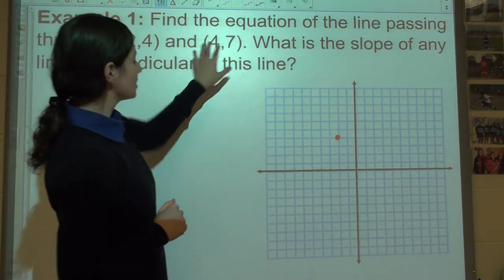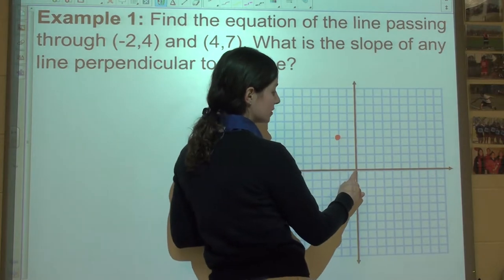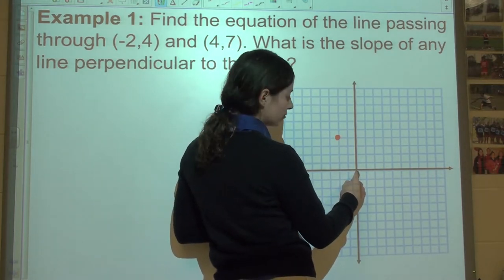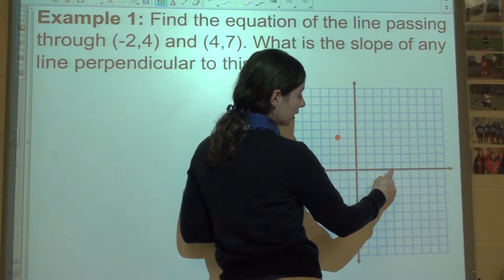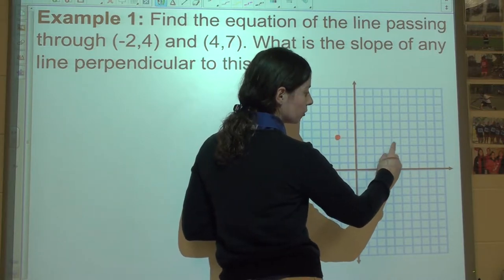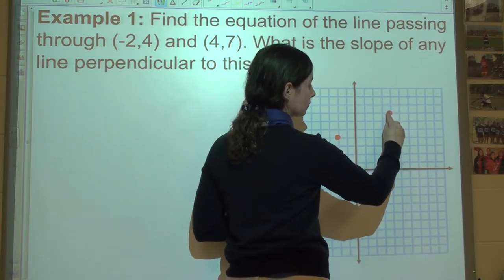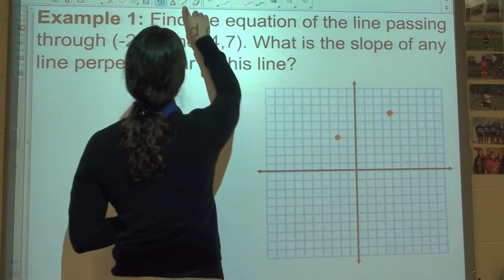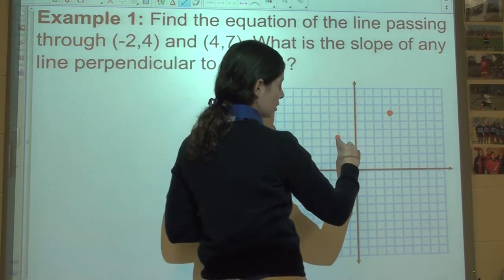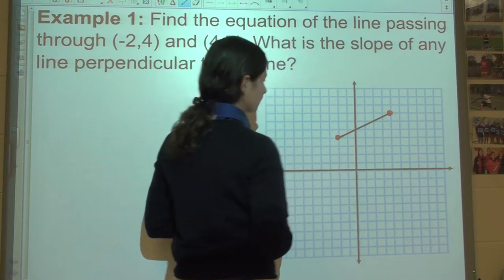Now for the point (4, 7), you're again going to start at your origin of (0, 0). You're going to go right 4, 1, 2, 3, 4, and then up 7: 1, 2, 3, 4, 5, 6, 7. I'm then going to draw a straight line connecting one point to the other.